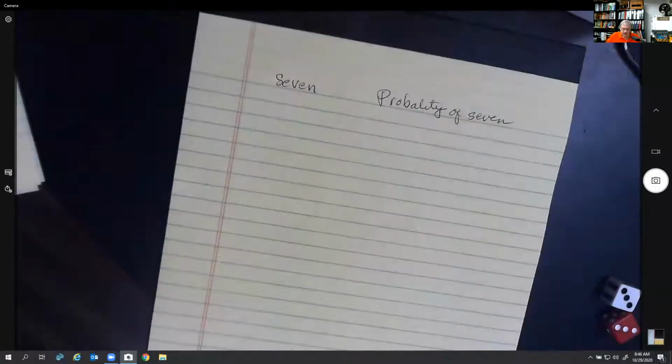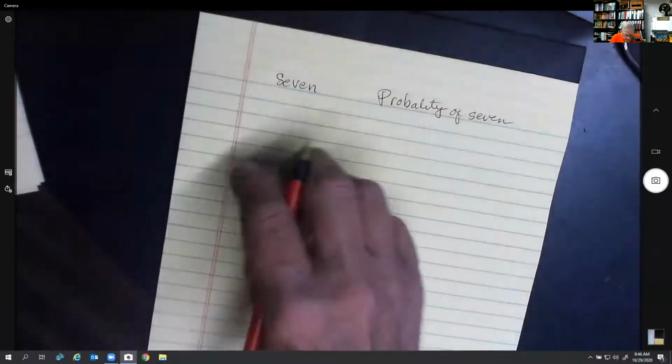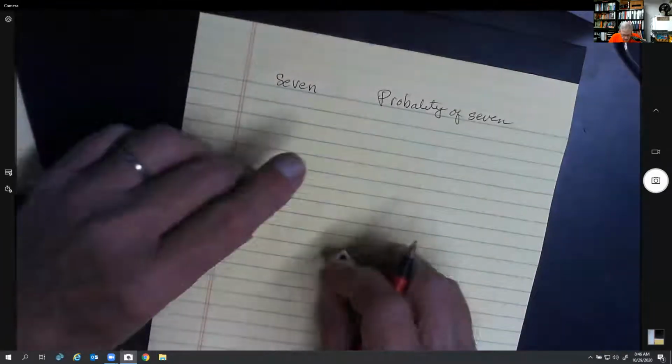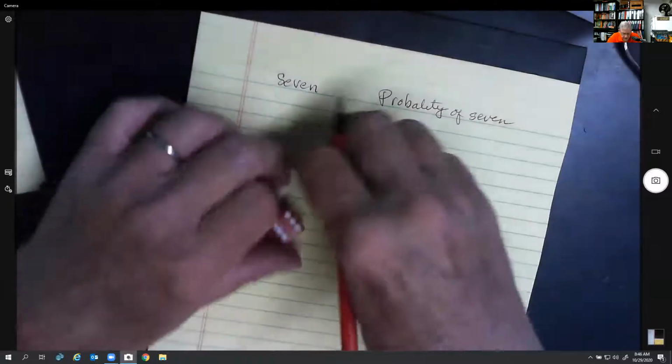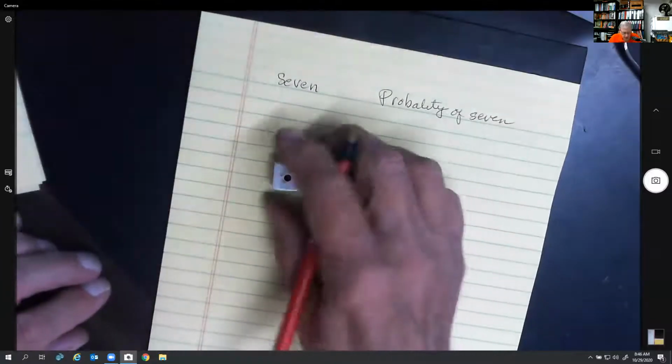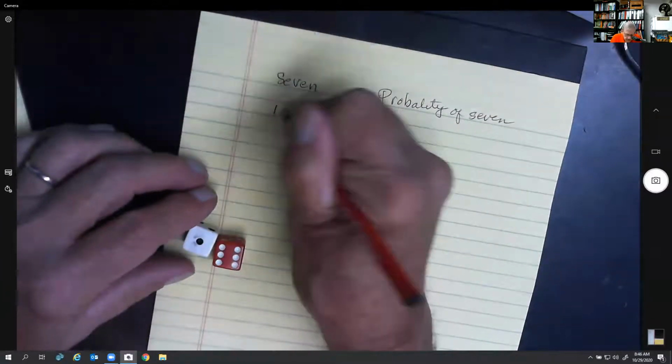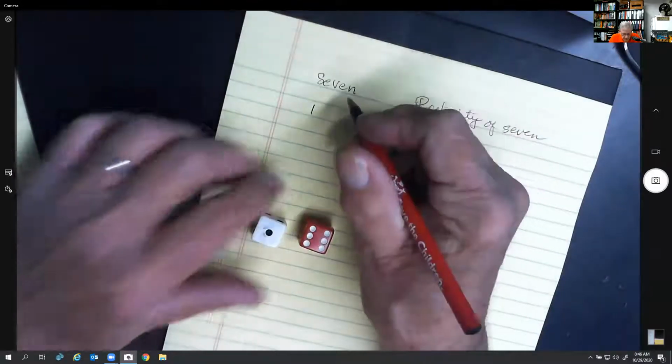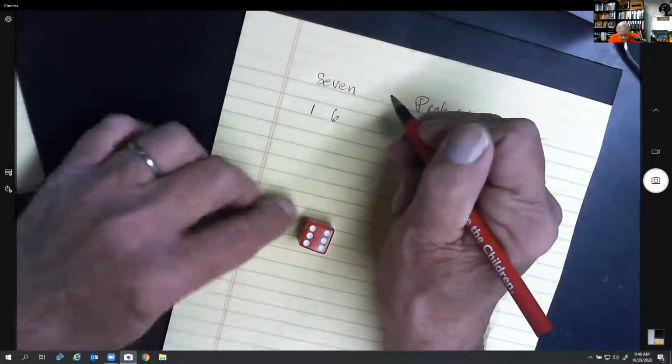So in this one, we want to see the combinations that make a 7. I'm not going to show it all on the dice, but you could see I could have a 1 and a 6. Well, let's just do it this way. I could have a 1 and a 6.